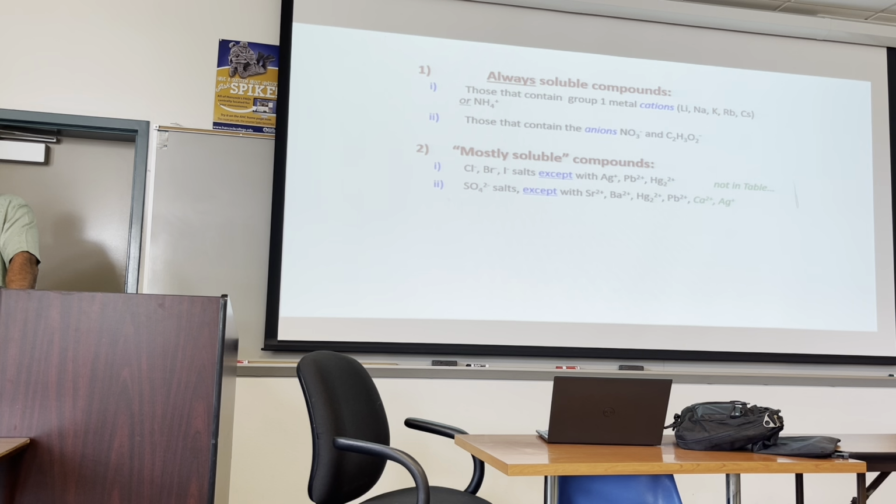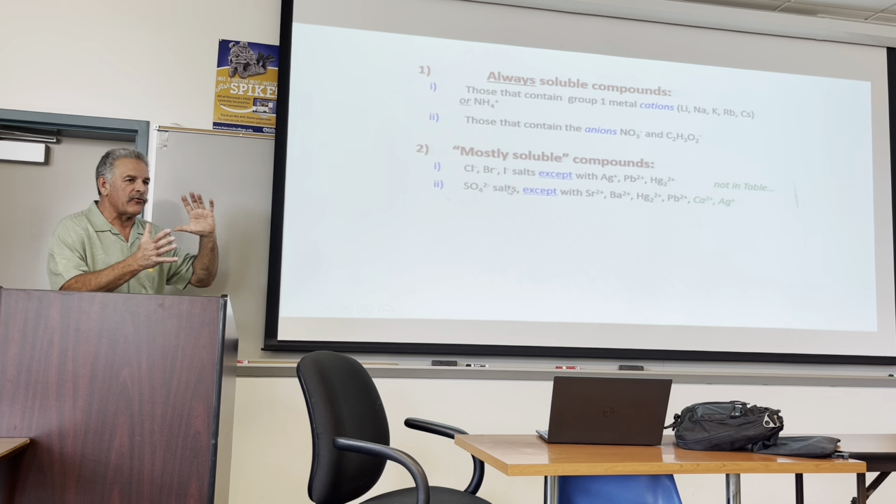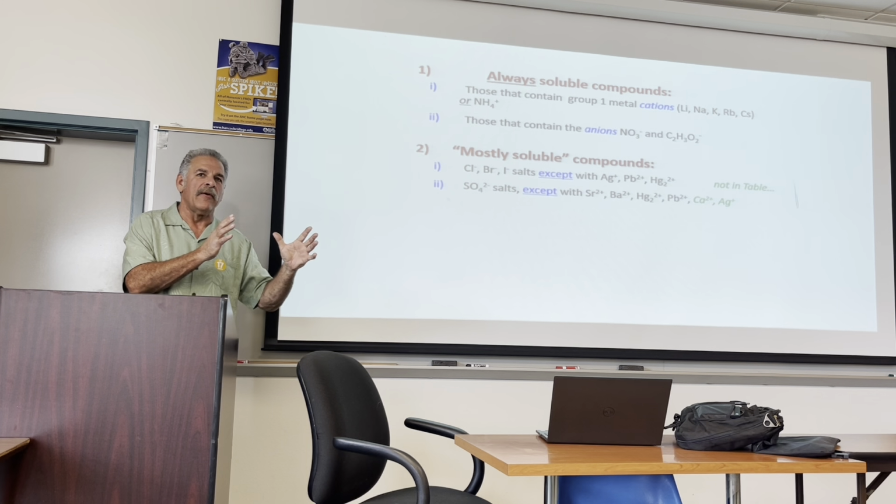So we have mostly soluble compounds, right? That means more than 0.1 is soluble, 0.01 is soluble. Chlorine, bromine, iodine salts. So these are things that you would think of if you were trying to synthesize compounds. How do I deliver them? How do I get them out of solution? Oh, I attach them to an iodide, I attach them to a halogen, and now they're going to come out of solution.